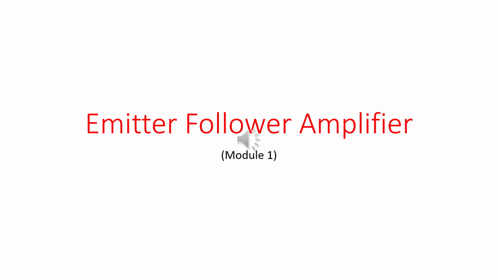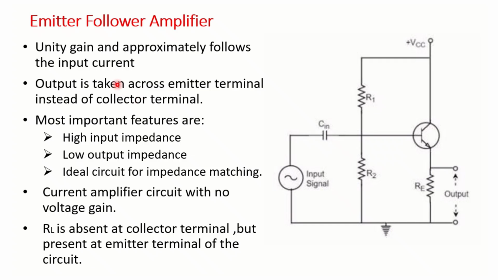Emitter follower amplifier. Let's see the circuit. We have the transistor here. In order to provide the biasing for the transistor, we have used potential divider biasing, or voltage divider biasing. That is, we have connected two resistances R1 and R2 in series to the VCC that is supplied, and we are giving the input to the transistor through an input coupling capacitor Cin.